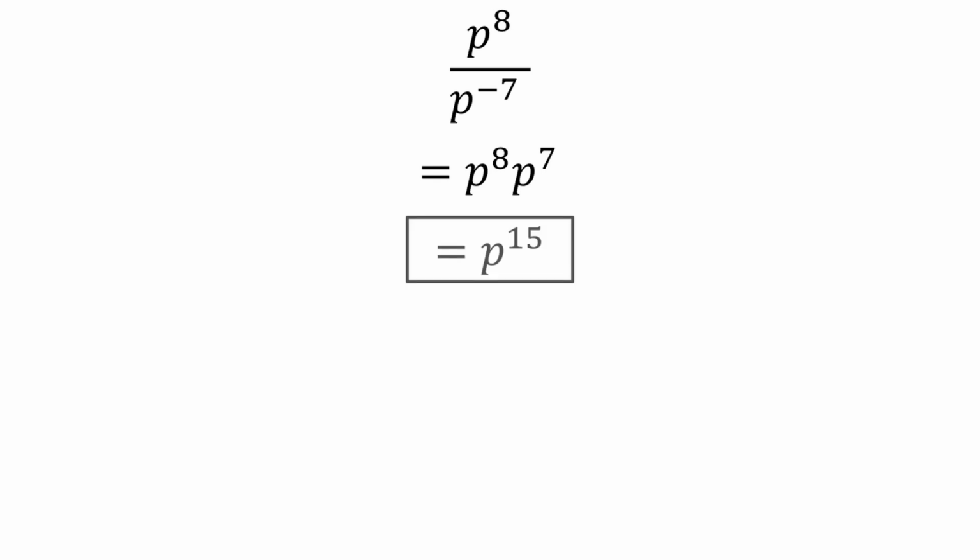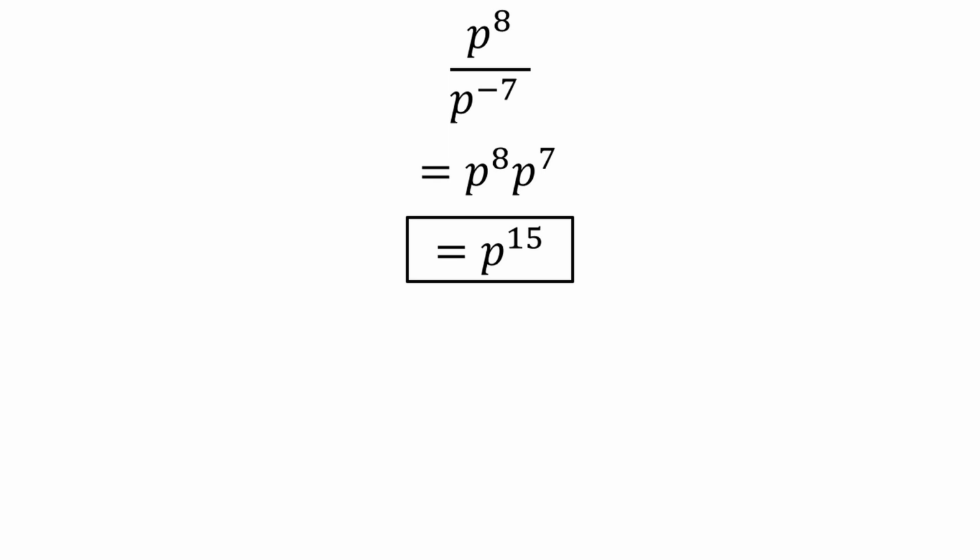Now, if one or both of the exponents are negative, you should change them to positive exponents first before simplifying. For example, take p to the 8th power divided by p to the negative 7th power. We can rewrite this as p to the 8th power times p to the 7th power by moving the p term up to the numerator and making the exponent positive. This simplifies to p to the 15th power by adding the exponents.